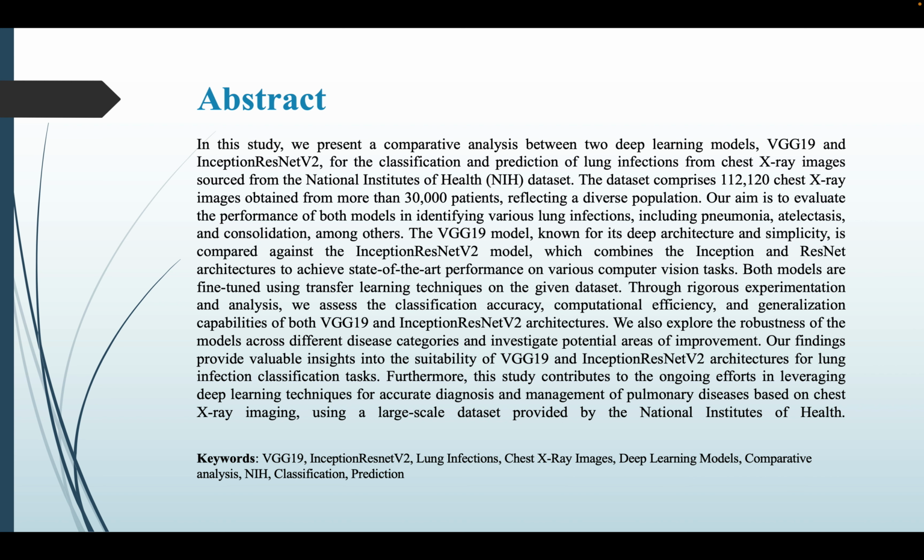Both models are fine-tuned using transfer learning techniques on the given dataset. Through rigorous experimentation and analysis, we assess the classification accuracy, computational efficiency, and generalization capabilities of both VGG19 and InceptionResNet V2 architectures. Our findings provide valuable insights into the suitability of VGG19 and InceptionResNet V2 architectures for lung infection classification tasks. Furthermore, this study contributes to the ongoing efforts in leveraging deep learning techniques for accurate diagnosis and management of pulmonary diseases based on chest X-ray imaging.